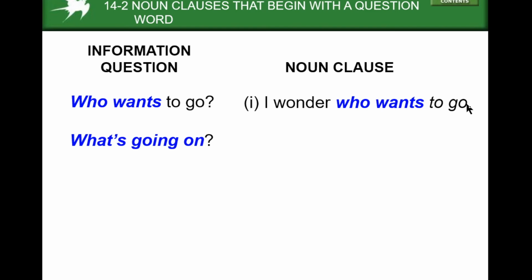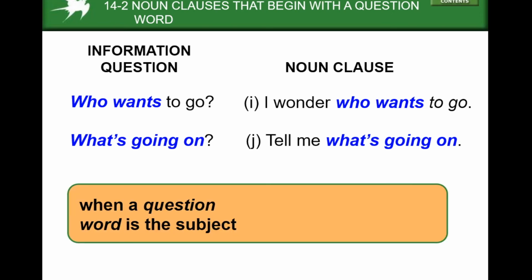Let's look at the next example. What's going on? Tell me what's going on. Again, what is used as a subject. So there's no need to change the word order. And we have the sentence, tell me what's going on.